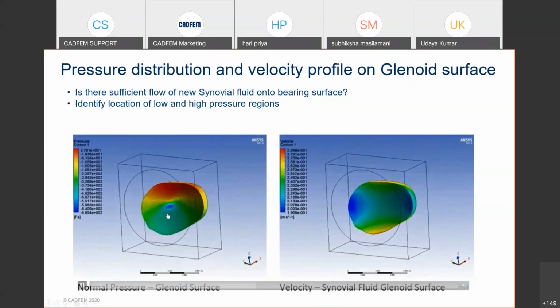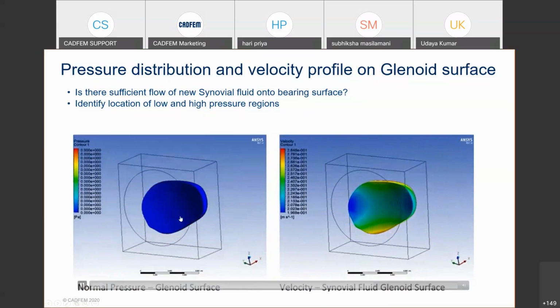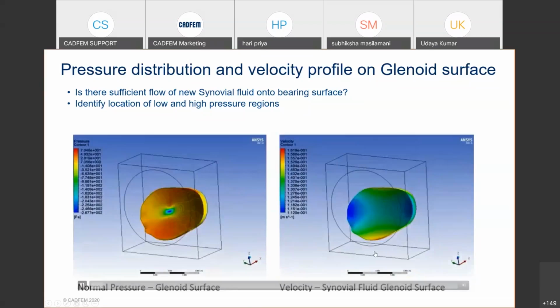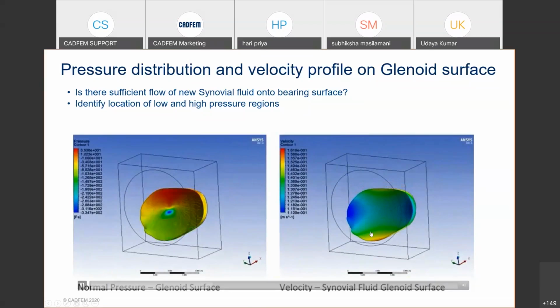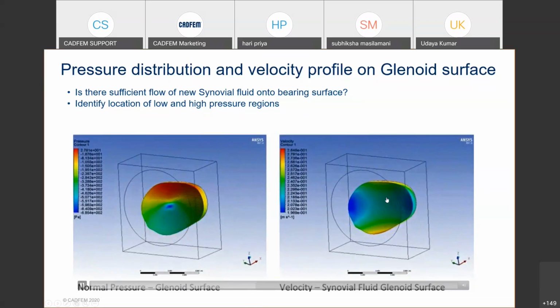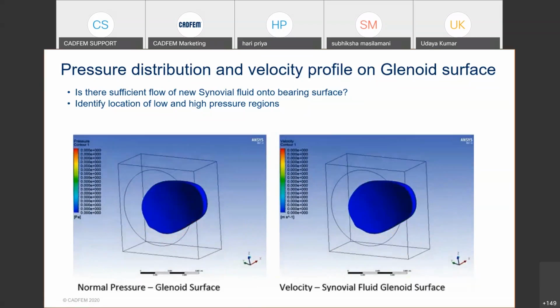Here you can see high pressure regions around the glenoid surface. At the same time, there is a small low pressure region also. From the velocity profile, you can see how the fluid is moving from the high pressure region to the low pressure region, which leads to the interpretation that the fluid is moving into the middle part, which shows a little bit of lubrication.